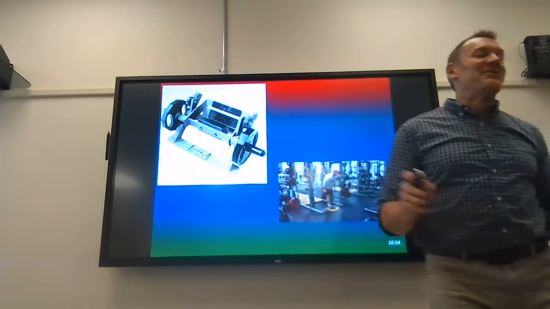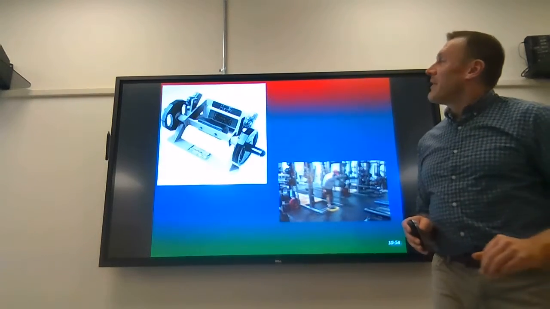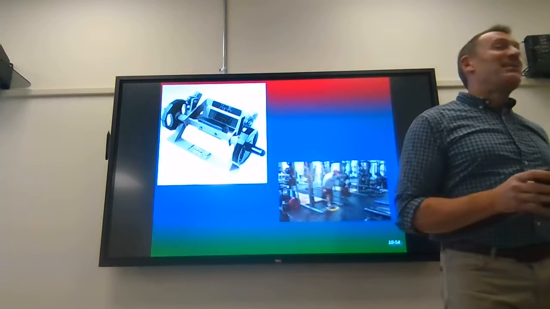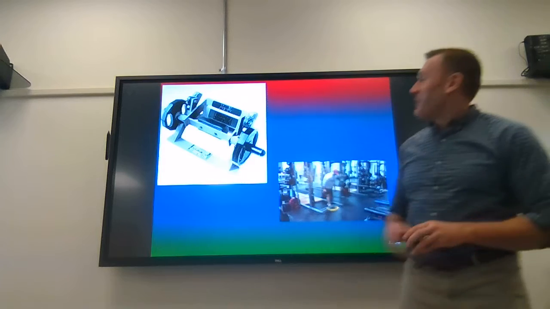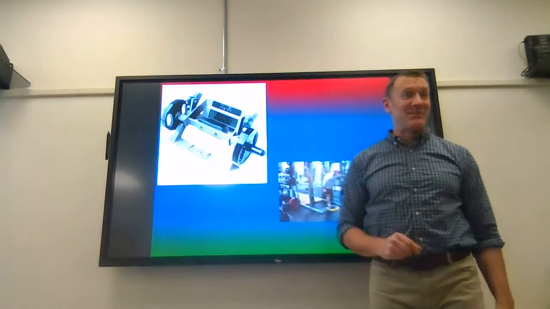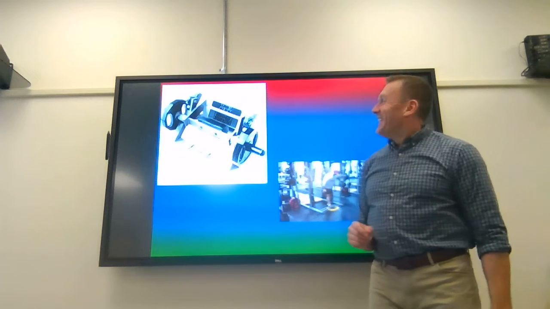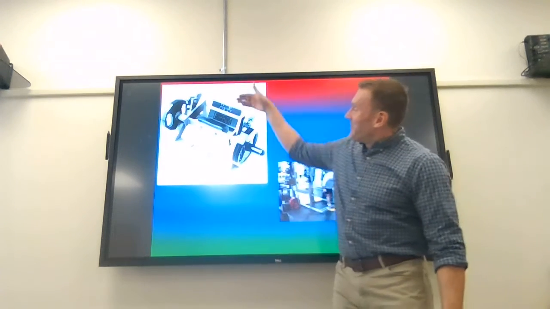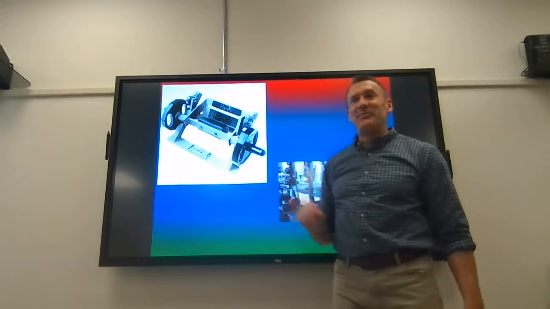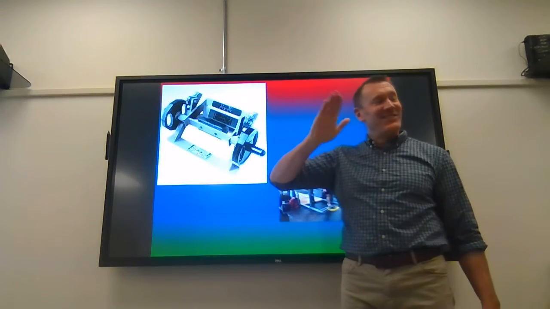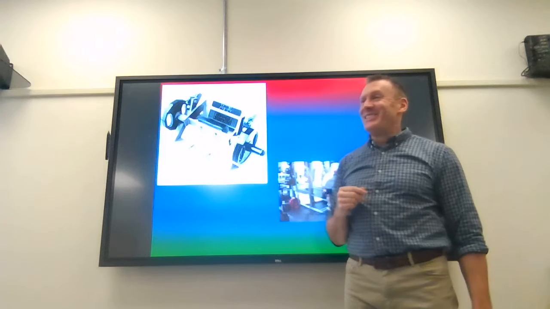So I thought I would have some fun with this presentation. I'll bet some of you didn't know there's actually a plate-loaded dorsiflexor machine made by Hammer Strength. So what you do is you put your foot right here underneath the pads, you're putting your toe underneath the pad, and then you're just doing loaded dorsiflexion.